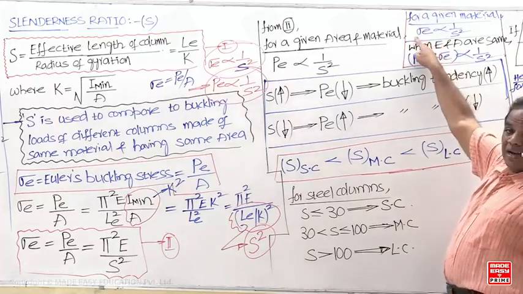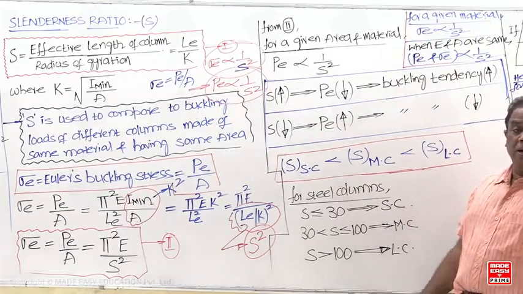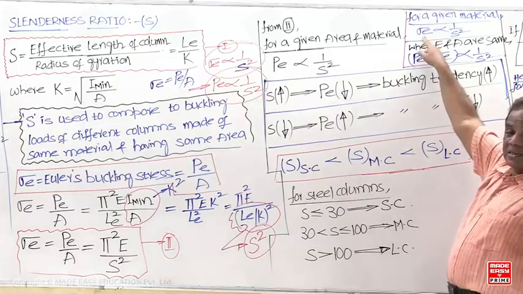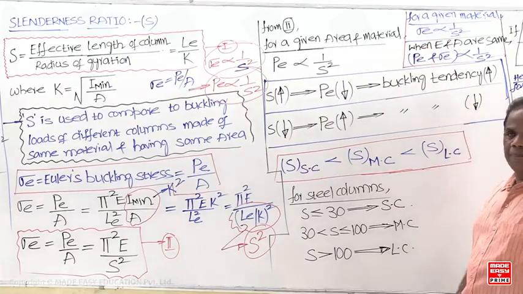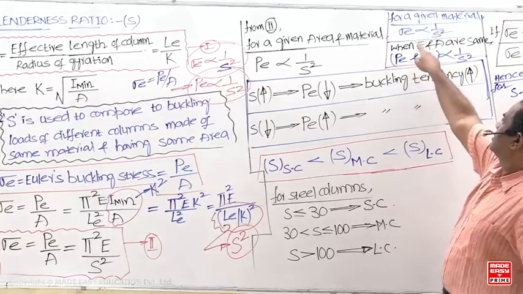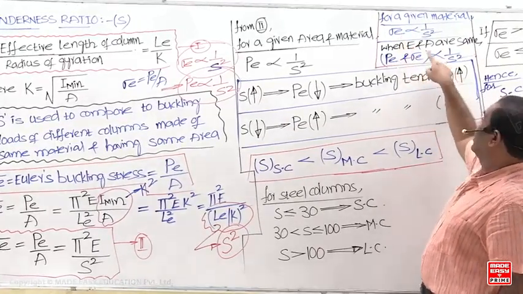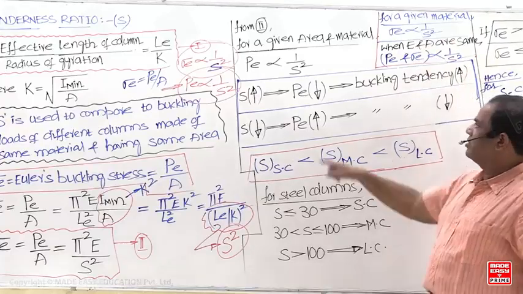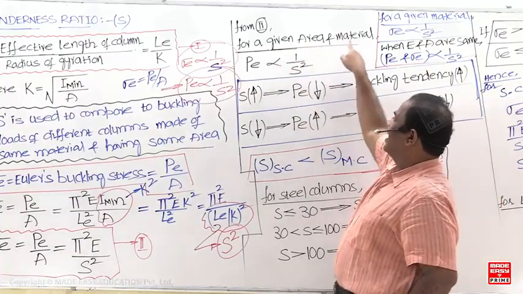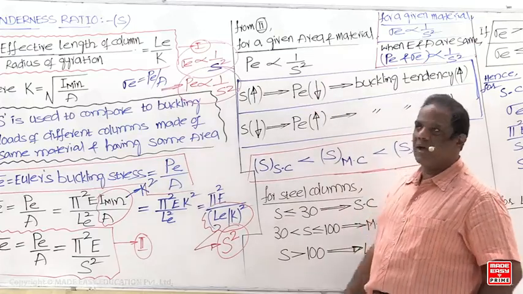But in the first case, buckling load is not inversely proportional to S square, because buckling stress also depends upon the area. So this is valid only if the material is the same, but this relation is valid when area and material are the same. So that's why I have written: for a given area and material, buckling load is inversely proportional to S square.